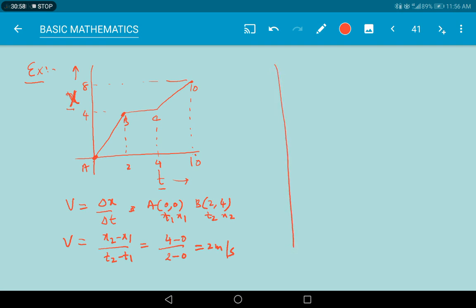Next, they are asking V between B to C. So if you observe this graph carefully, it is a straight line parallel to the x-axis. If you write the coordinates of this, coordinates of B 2 comma 4, coordinates of C 4 comma 4. So t1 x1 t2 x2. So V equals x2 minus x1 by t2 minus t1, therefore 4 minus 4 by 4 minus 2, 0.